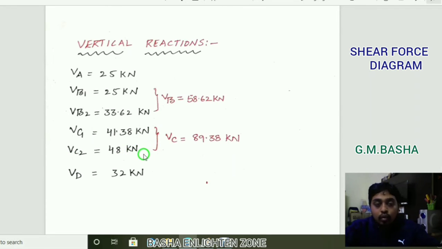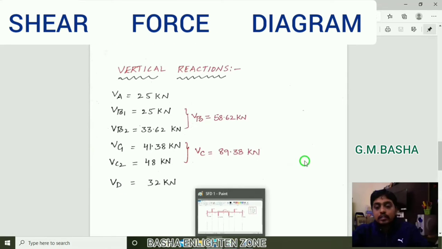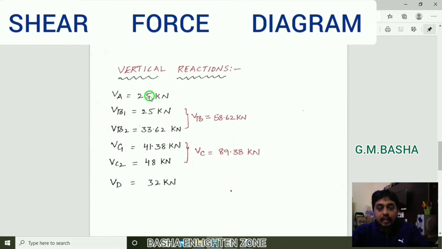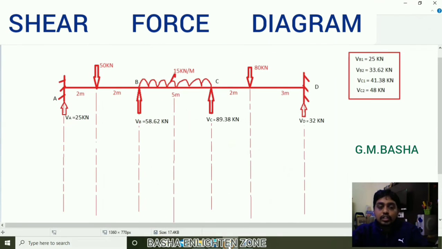Again you add these two, you will get VC equal to 89.38 kilonewton, and again VD equal to 30. Okay friends, after taking all these vertical reactions, then you will draw the shear force diagram. See friends, here I am taking all the vertical reactions.